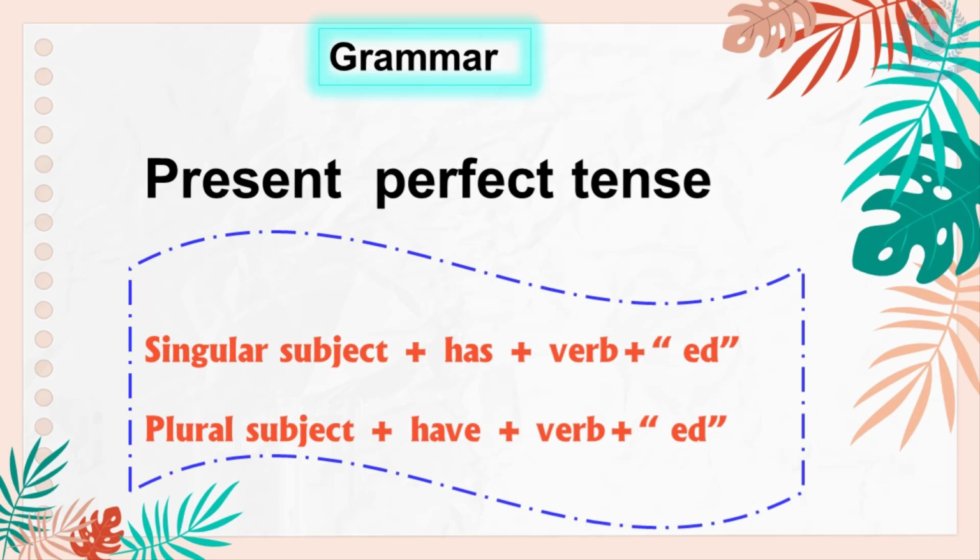If there's a singular subject, we have to always use has. Then we have to use the verb. At the end we need to use ed. Let's see the examples later. Second formula is this. If there's a plural subject, we use have. After that, verb plus ed. So remember these two formulas when you form a sentence using present perfect tense.